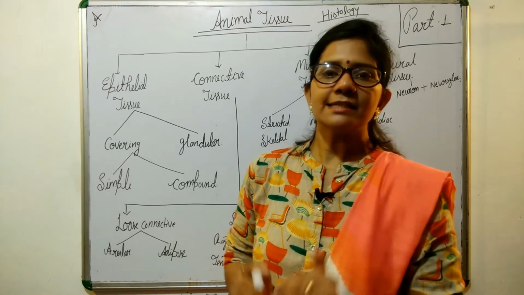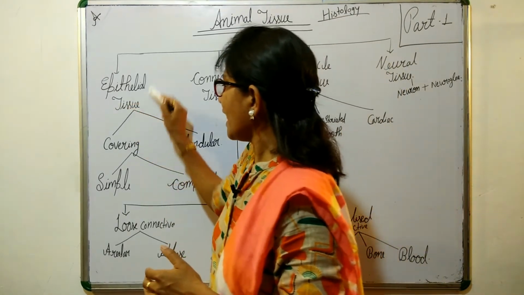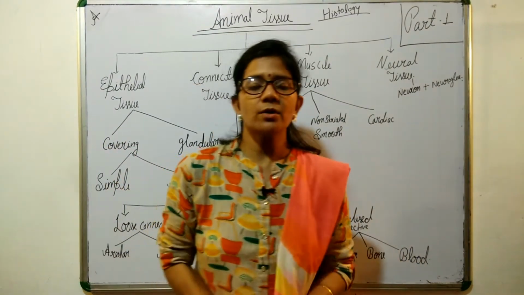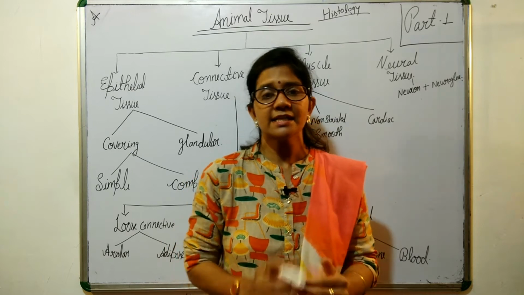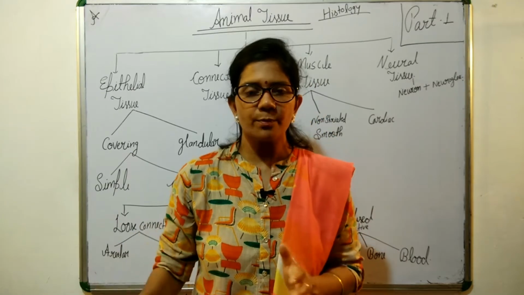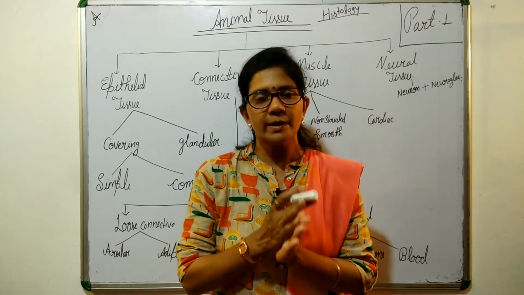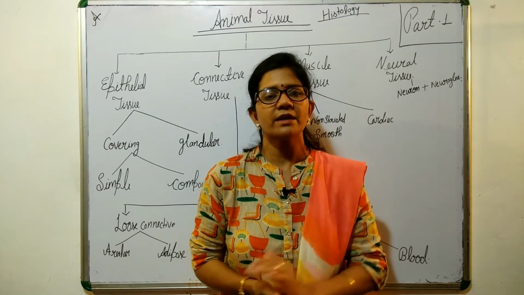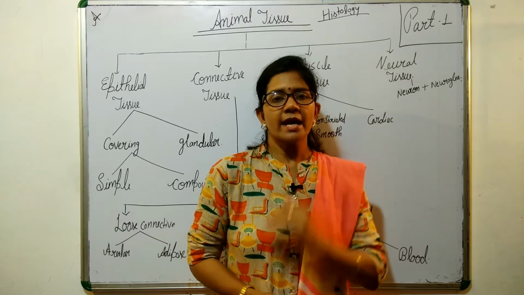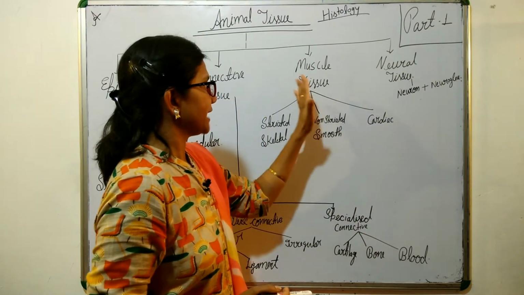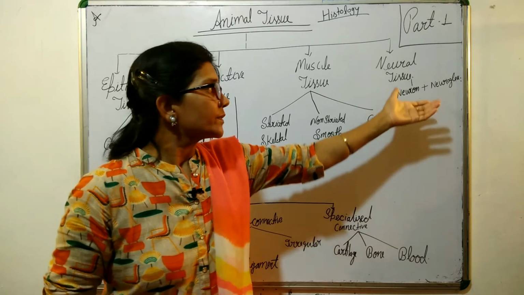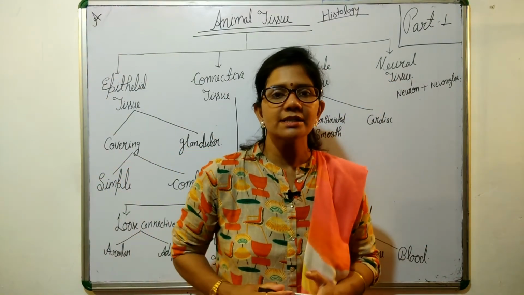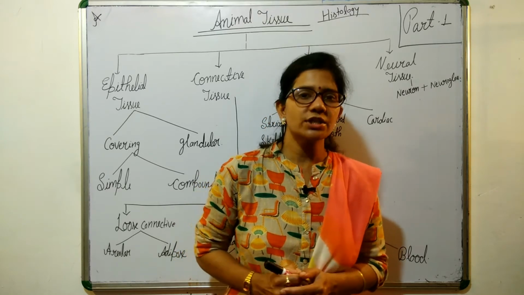In this class, we will discuss the epithelial tissue, the covering epithelial tissue, because epithelial tissue is itself a very large topic. So we will cover it in two parts. First, we will cover the covering tissue, and in the next part the glandular tissue, and gradually we will cover the other types of tissues: muscular, connective and neural tissue. So let's start our study with the epithelial tissue.